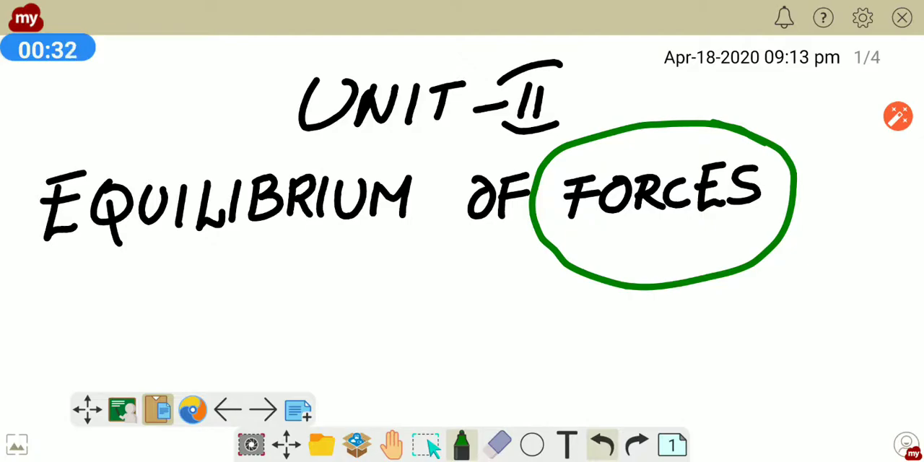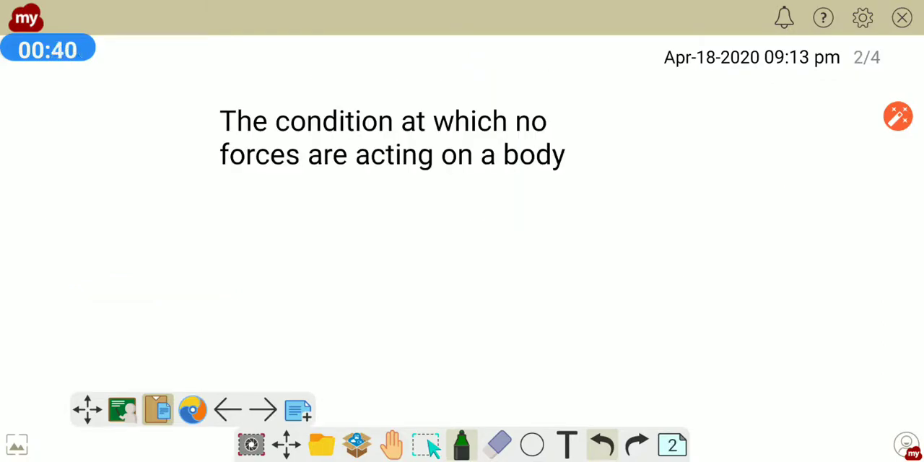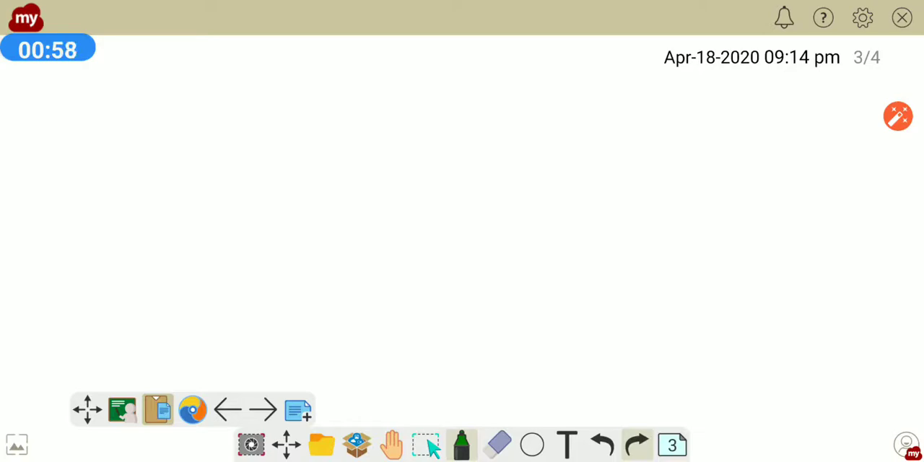And we don't know what this word equilibrium is. So, for understanding this word, let us move to another page and understand its definition first of all. See, equilibrium is nothing but the condition at which no forces are acting on the body. For a better understanding, let us understand it from pictures.